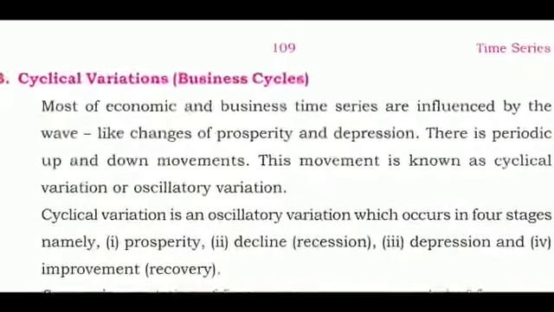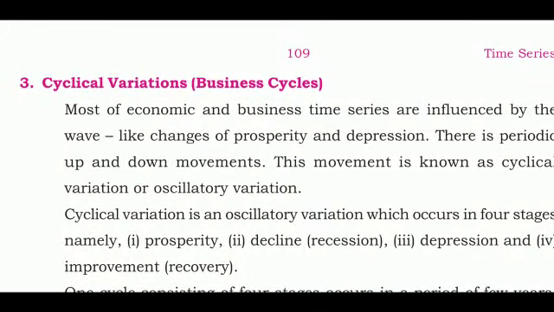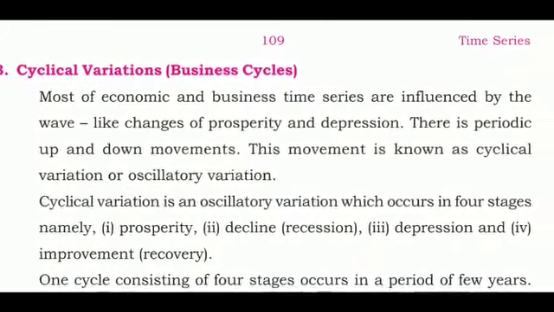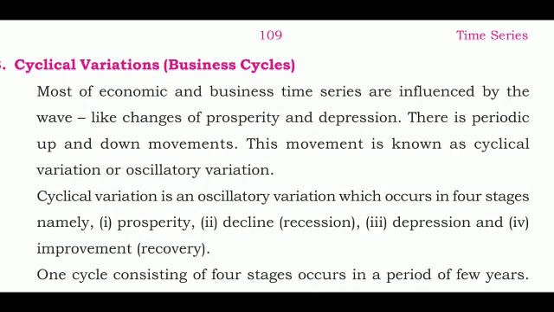Coming to the next one, cyclical variations or business cycle. It is also known as business cycle. Now what is it? Most of the economic and business time series are influenced by wave-like changes of prosperity and depression. See, cyclical means that which goes up has to come down. That's why it's called cyclical, a rotatory movement, a periodic up and down movement. This movement is known as cyclical variation or oscillatory variation.